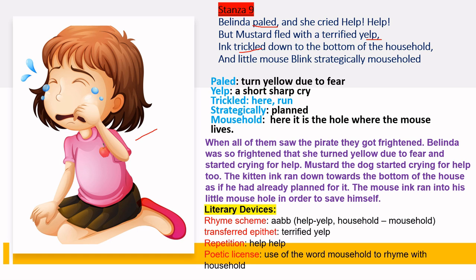Now the literary devices used here are rhyme scheme, again A, B, B. Transferred epithet: terrified yelp. Then you have repetition: help, help. The word help is repeated here. You have poetic license once again used here, the use of the word mousehold to rhyme with household. So instead of writing mouse hole, the poet has written mousehold because it has to rhyme with the word household. So again it is poetic license.